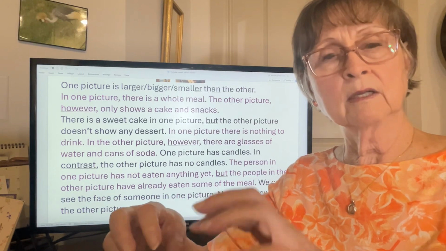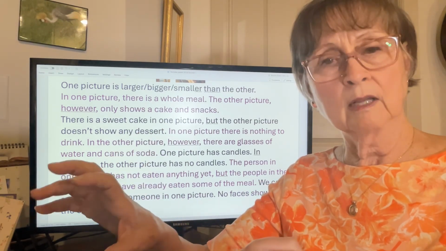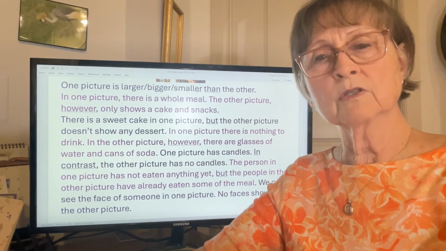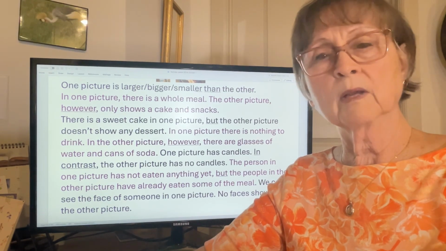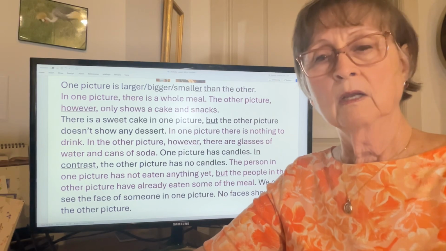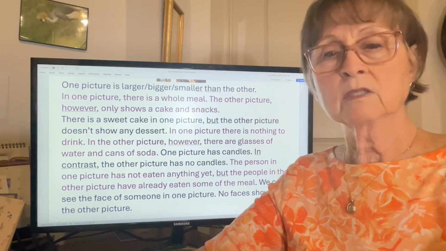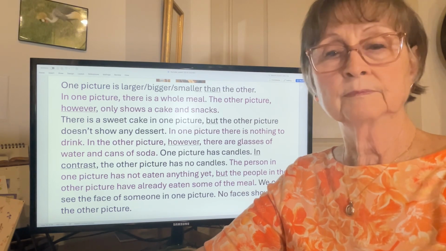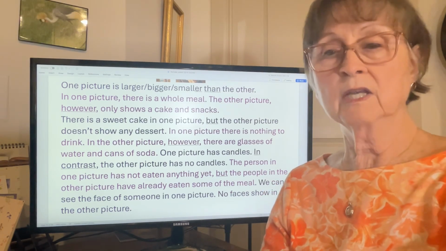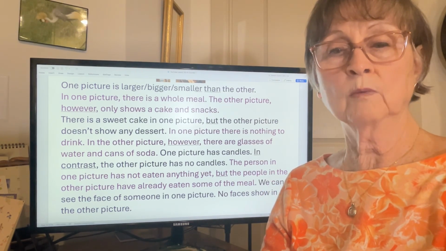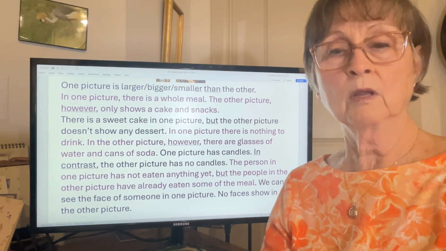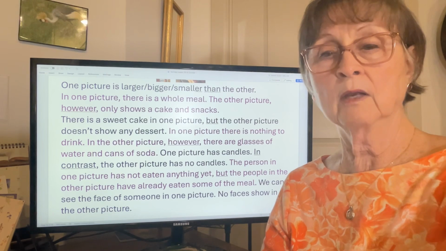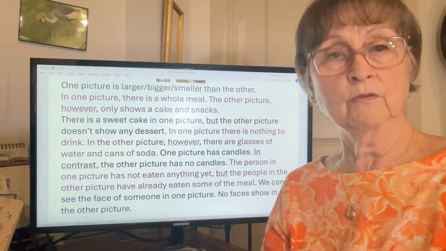You can break it down into alike, not alike areas. And it usually takes two statements to do contrast. Not always, like we did with this one, but many times it does. And sometimes you don't use any word. We can see the face of someone in one picture. There's no connecting word. No faces show in the other picture, but the words other and one make the difference.